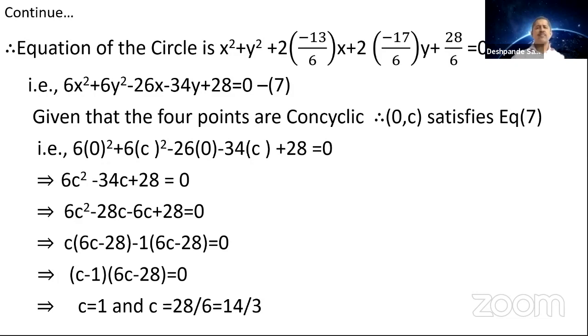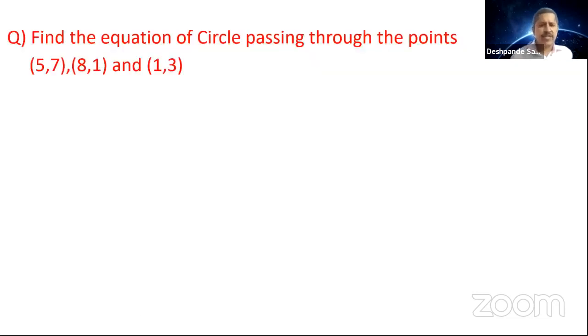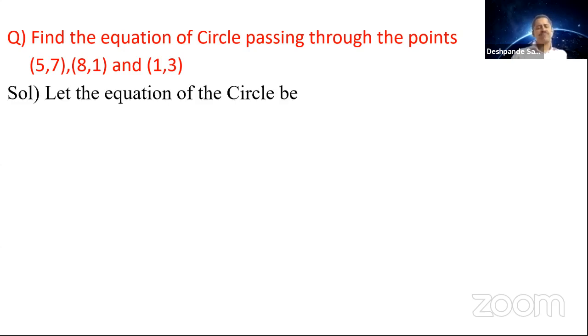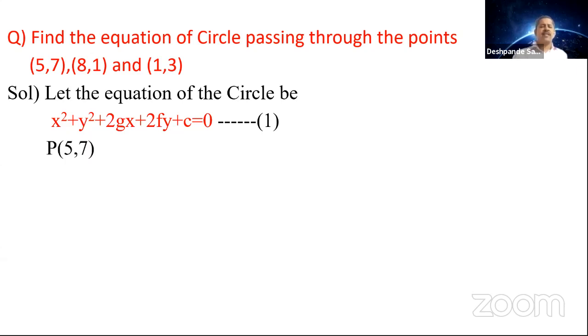Okay, so let us take another problem similar to this. Find the equation of the circle passing through the points 5, 7, 8, 1 and 1, 3. The problem here is similar to the previous problem; the only thing is you are only finding the equation of the circle. So let us take the general equation of the circle first. The standard equation is x square plus y square plus 2gx plus 2fy plus c is equal to 0. What do you do next? Substitute the first point. What is the first point here? 5, 7. So put 5, 7 in equation 1.